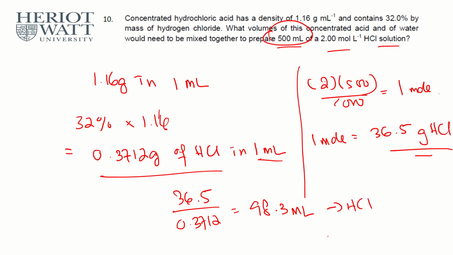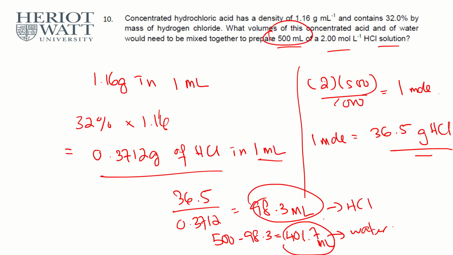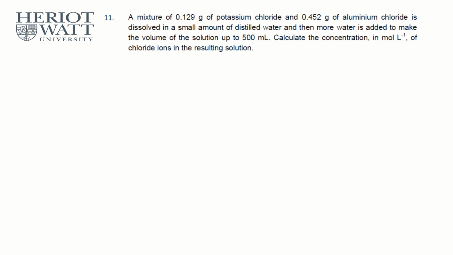Now, this is for HCl. So what is the volume for water? Which is 500 minus 98.3. You get the volume of water, which is equivalent to 401.7. Okay, so this is the ml. So the answer is 401.7 ml and 98.3 ml for water and HCl respectively. Okay, so this will be the answer.